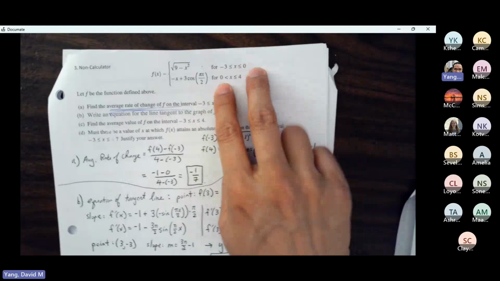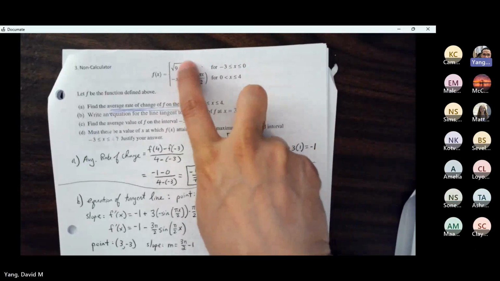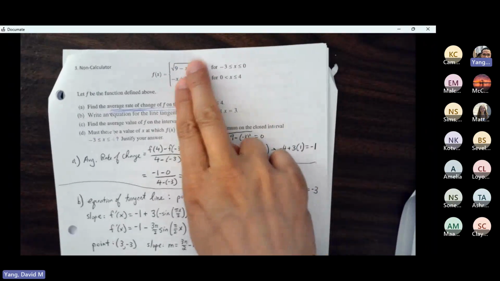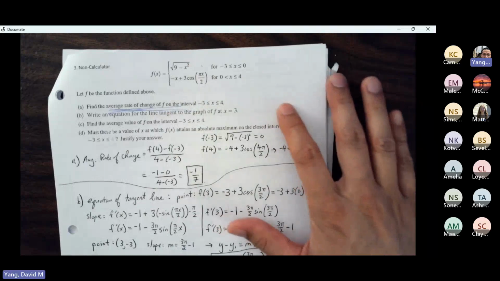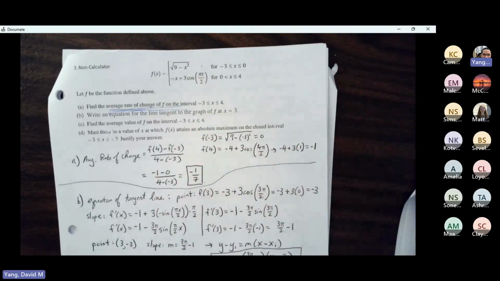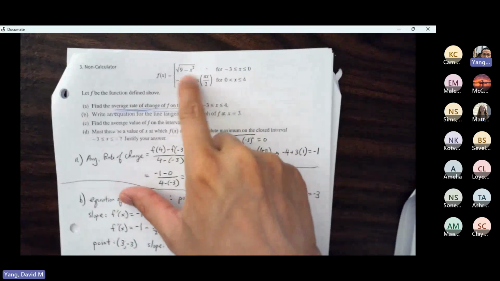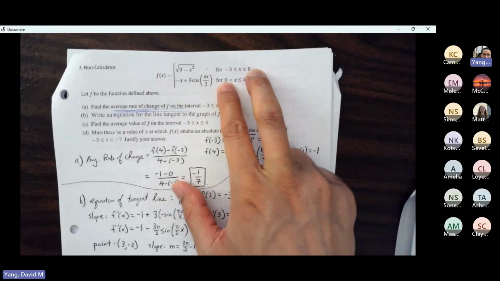Okay, the function is continuous because at 0, where there's a potential breaking point, the limit as x approaches 0 from the left is equal to this. So if I plug 0 into both functions, they're both the same. So we know the two graphs are going to connect. It does not have to be differentiable. As long as the graphs connect, that's good enough to confirm that it's continuous, because we know it's continuous within the first interval and within the second interval. We're just now convincing ourselves that they are connected across the two graphs.